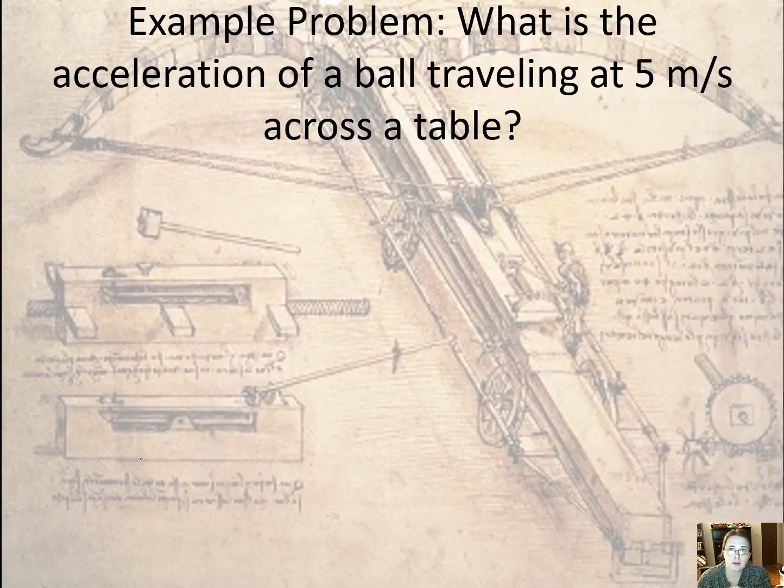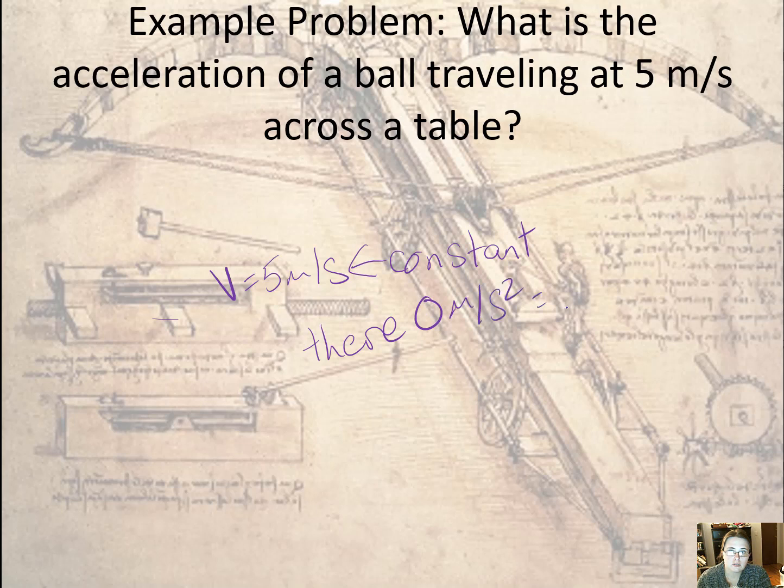So here is the next example problem. It says, what is the acceleration of a ball traveling at 5 meters per second across a table? If the velocity is constant, so in this case it's 5 meters per second, so it's constant, there is no acceleration. If there's no acceleration, then the net force is also 0. In this case, it's 0 newtons. So this one here is dynamic equilibrium.